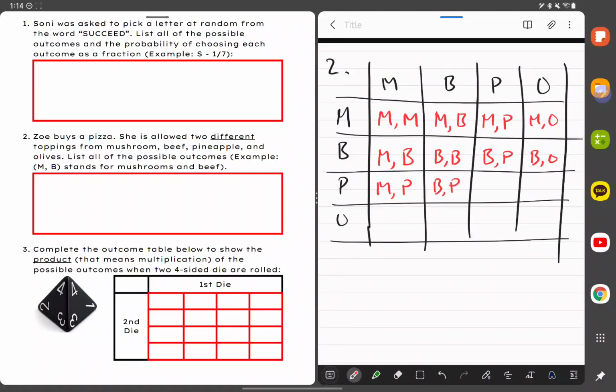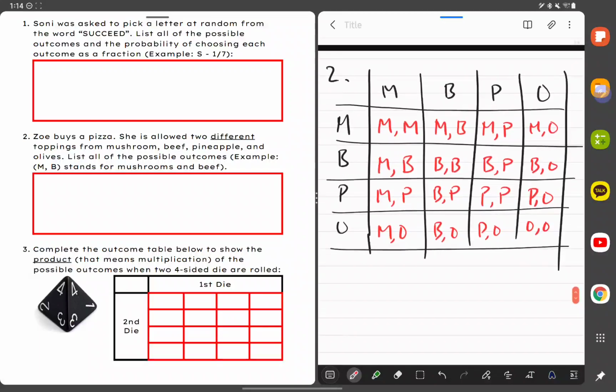Again, so I'm going to write BP rather than PB. I'm going to go say PO, MO, BO, PO, and OO. What was O again? Olives. Okay, cool. All right.